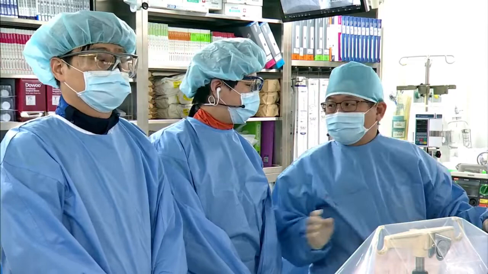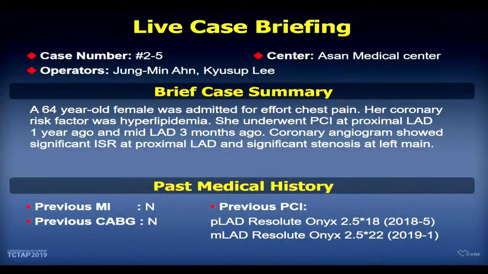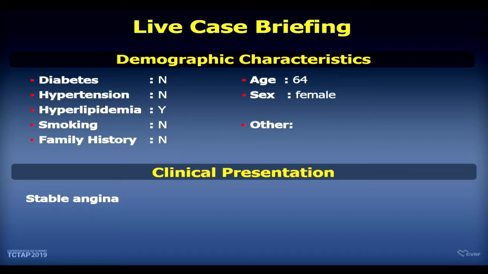Yes. This case is a 64-year-old female. She has upper chest pain. Her coronary risk factor was hyperlipidemia. She underwent PCI at proximal LAD 1 year ago and mid-LAD 3 months ago. Coronary angiography showed significant ISR at proximal LAD and significant stenosis at the left main. Clinical presentation was stable angina. Echocardiography showed normal LV systolic function.